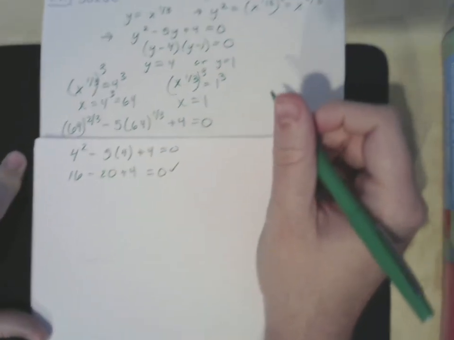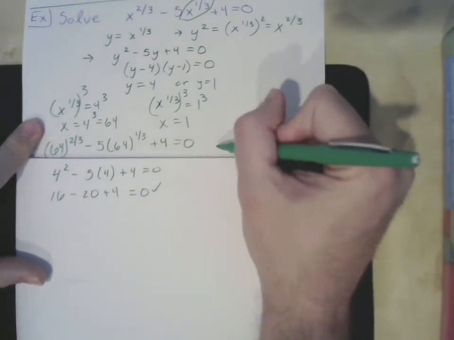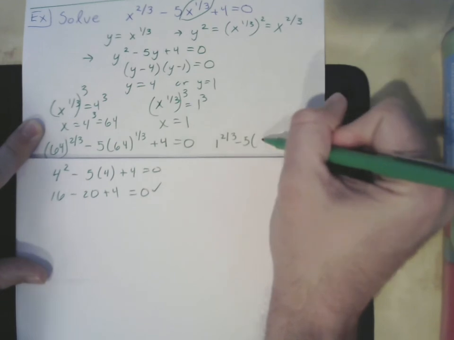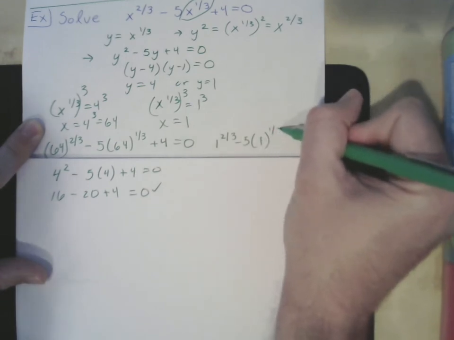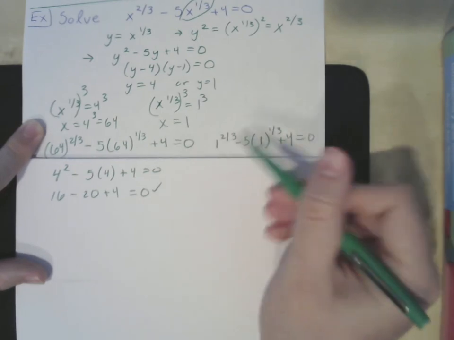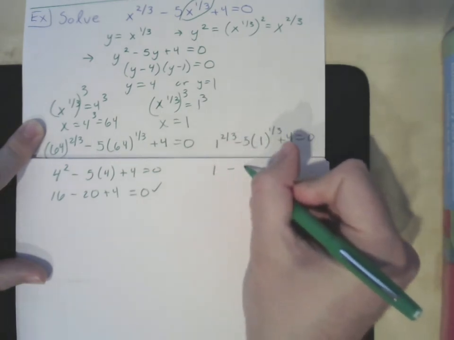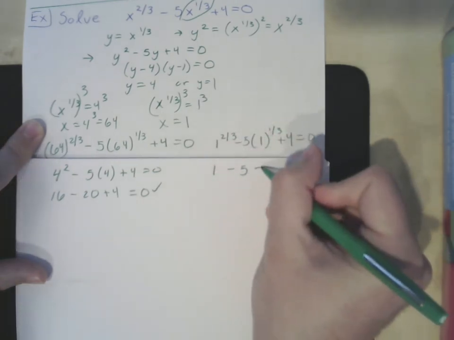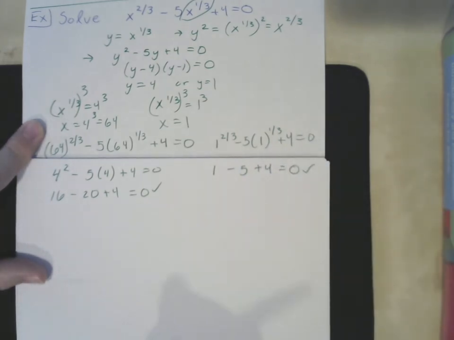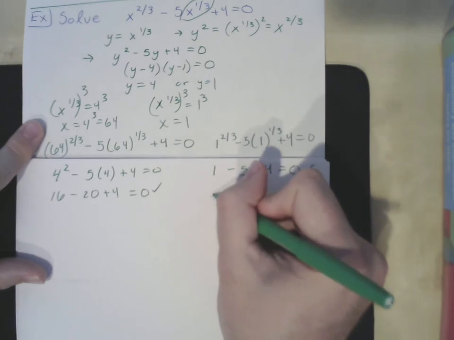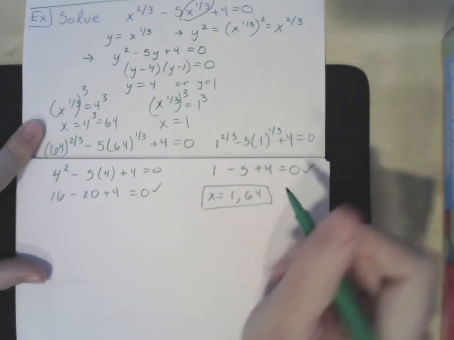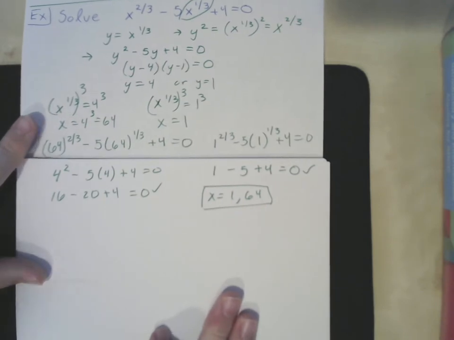And then over here, we can do the 1. So this is 1 to the 2/3 minus 5 times 1 to the 1/3 plus 4 should equal 0. Well, 1 to any power is still 1. Minus 5, 1 to any power is 1. Plus 4, and that one definitely equals 0. So we have x equals 1, 64 as our solutions. Checked and worked.